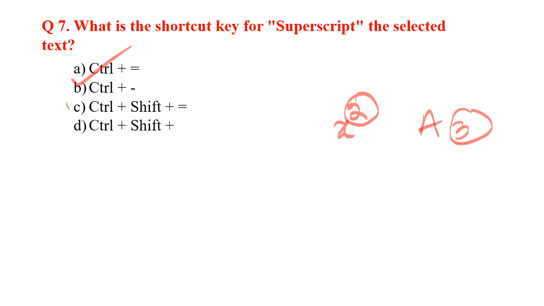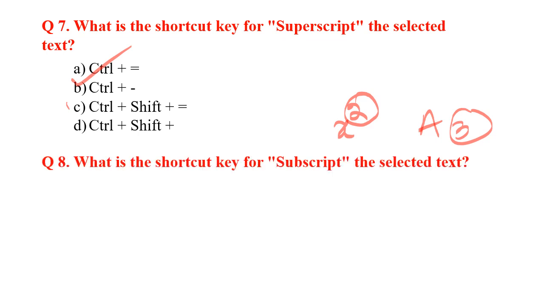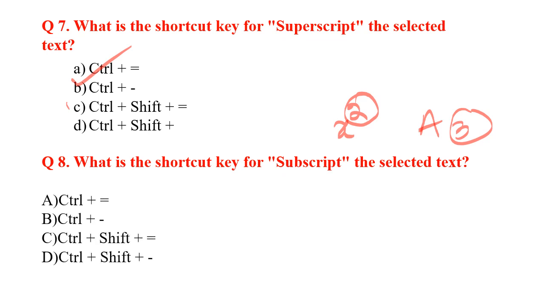Similarly, go to the next question. What is the shortcut key for subscript? Then the right answer is Ctrl plus Shift plus equal sign. For superscript, Ctrl plus equal sign. For subscript, Ctrl plus Shift plus equal sign.